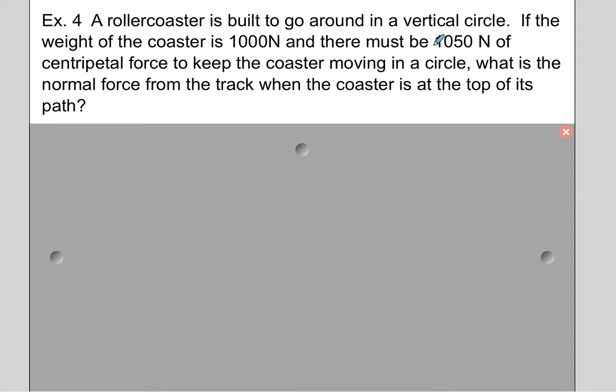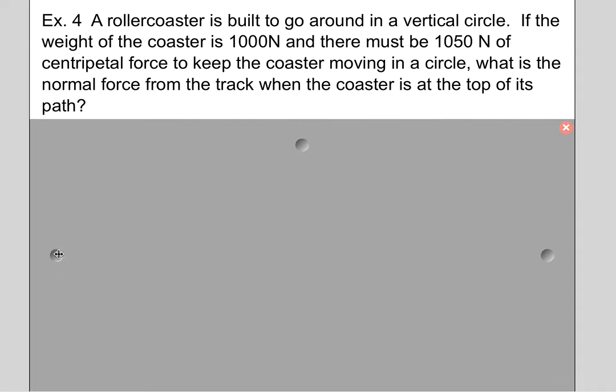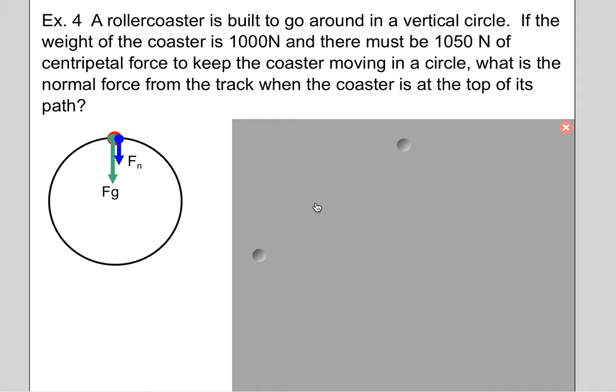And there must be 1,050 newtons of centripetal force to keep the coaster moving in a circle. Notice also that in this problem they've given me the centripetal force in newtons. That means I don't have to use mv squared over r. I already know how much centripetal force is necessary. What is the normal force from the track when the coaster is at the top of its path? Well, a roller coaster is not attached to a string. So what keeps it from flying off at the top of the track? It's connected to the track, but what keeps it moving in a circle? In this case, it's not tension force, it's normal force.